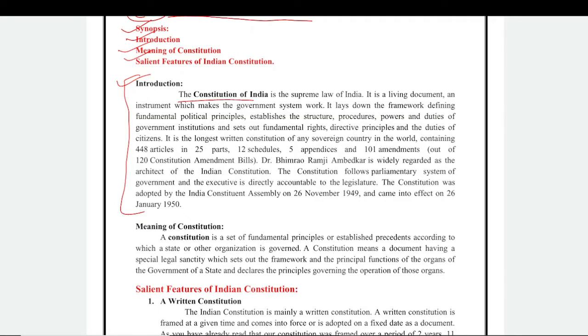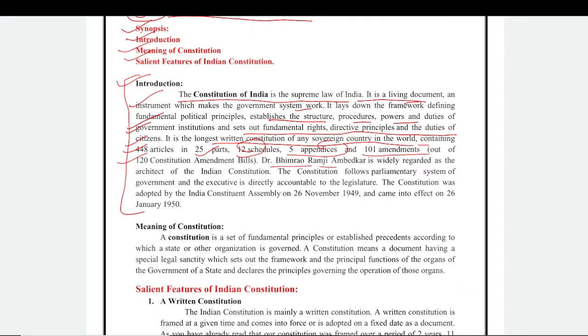The Constitution of India is the supreme law of India. It is a living document, an instrument which makes the government system work. It lays down the framework defining fundamental political principles, establishes the structure, procedures, powers and duties of government institutions, and sets out the fundamental rights, directive principles and the duties of citizens. It is the longest written constitution of any civilized country in the world. 101 amendments out of 120 Constitution Amendment Bills.